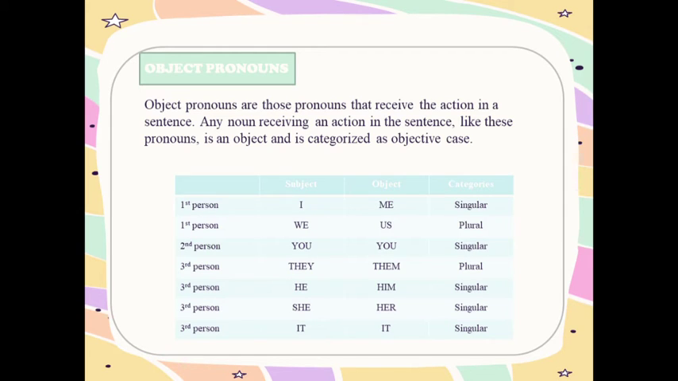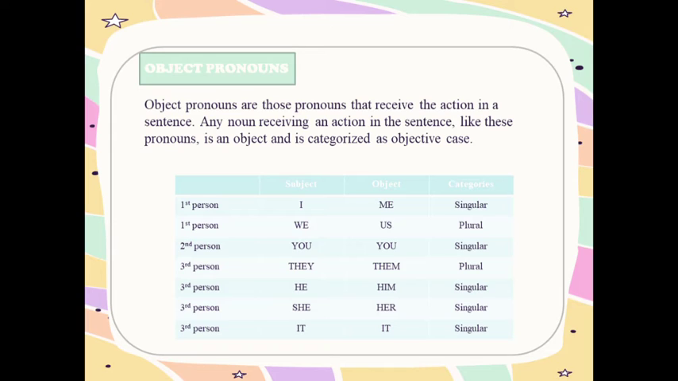Object pronouns are those pronouns that receive the action in a sentence. Any noun receiving an action in the sentence, like these pronouns, is an object and is categorized as the objective case. As you can see, there's a mild change between subject pronouns and object pronouns. The pattern is still the same. However, when the subject I becomes an object, it is me. The subject we becomes us. The subject you doesn't have any change, so you still remains you when it becomes an object.